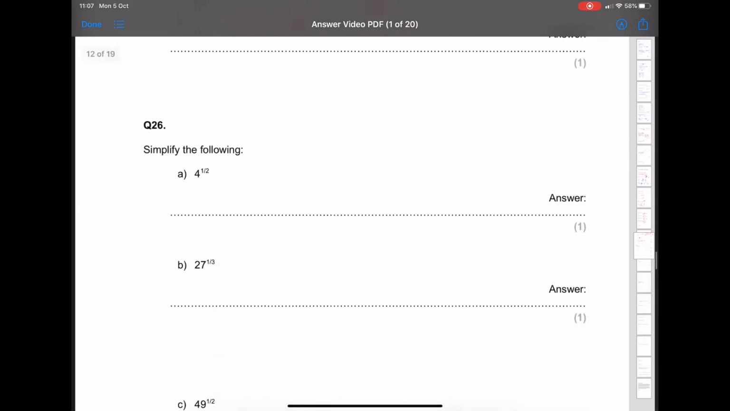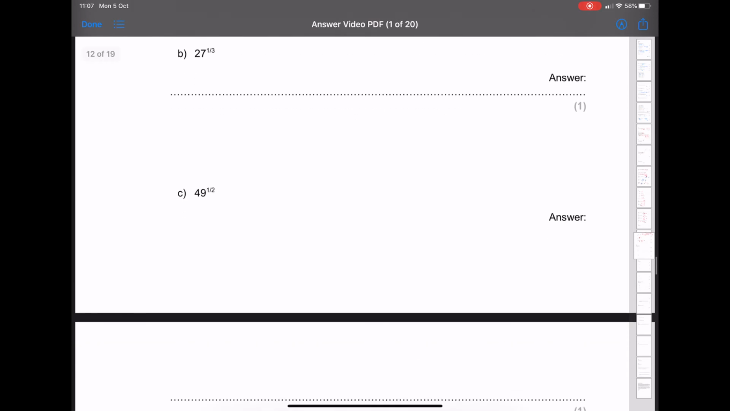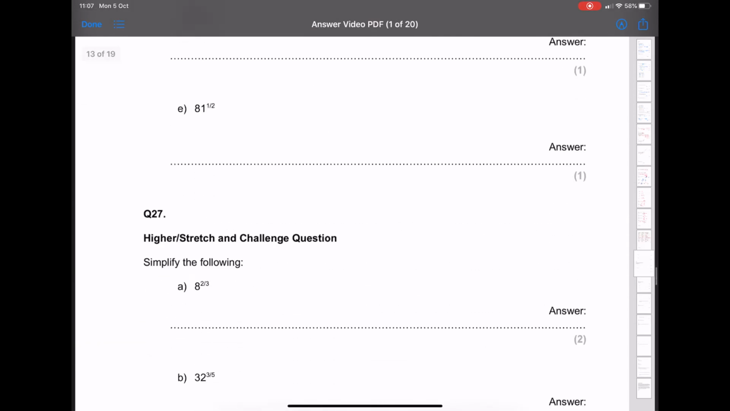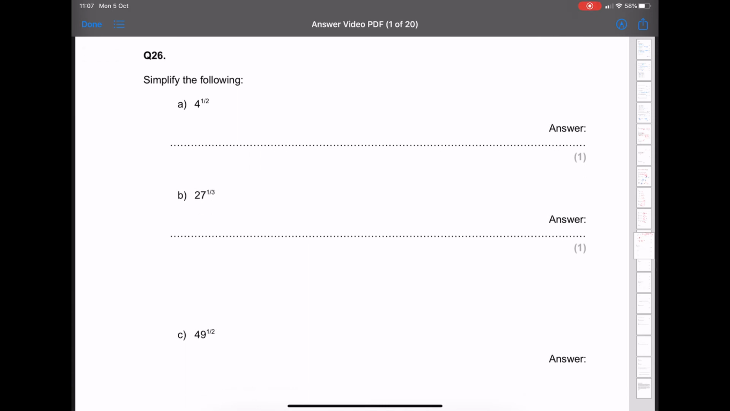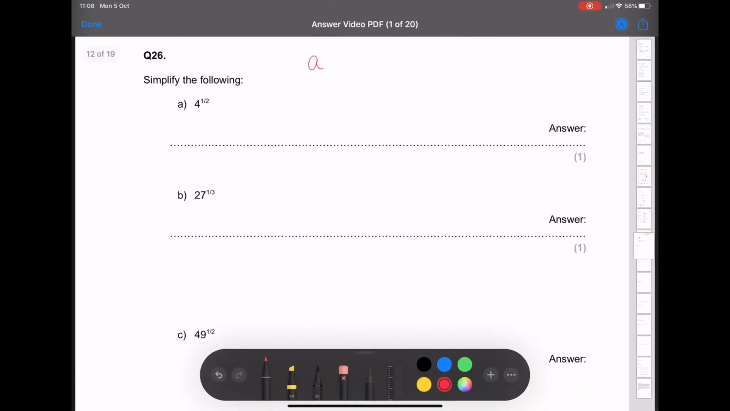Now going on to these next ones, these were kind of fractional powers. I think there was only 4 or 5 of those. These ones definitely you need to know. If I have a number to the power of a half, say a to the power of a half, it's the same as saying the square root of a. So here you've got 4 to the power of a half. It's exactly the same as saying the square root of 4.